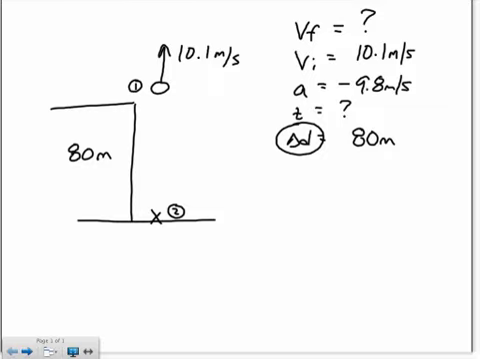Negative, because I'm going down. If you ended up with a positive 80, well, we'll look at what you should get when you get a positive 80. So is it always going to be negative displacement? No. Next problem we're going to do, after this, we're going to do one with a positive.